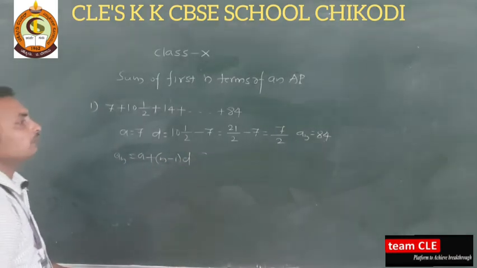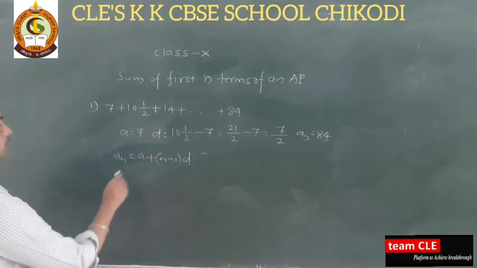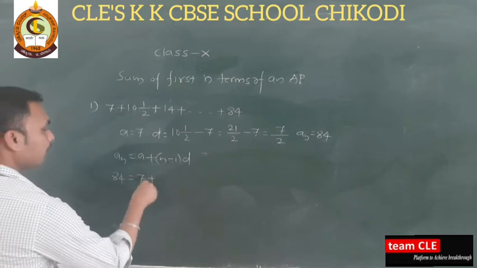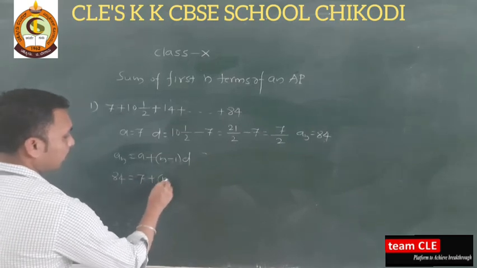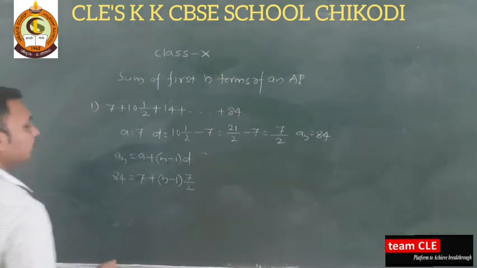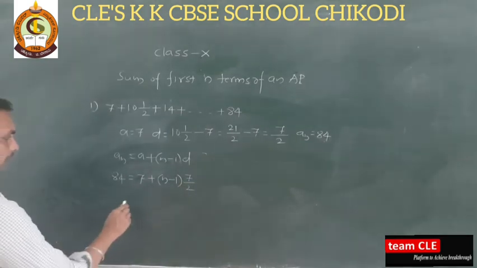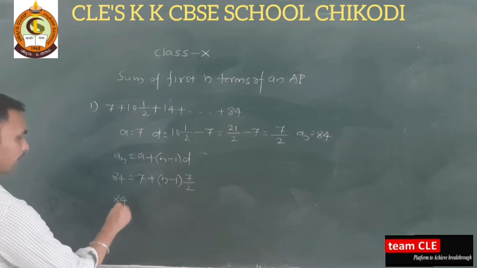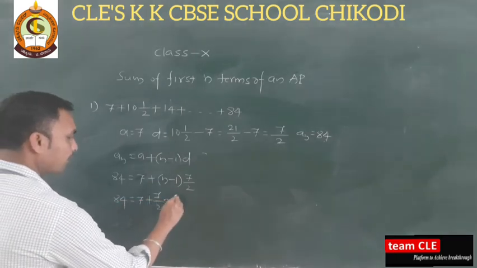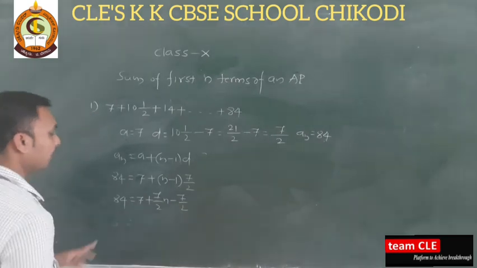Once you use this formula, what happens? You can see an is given as 84. So a is 7, n we don't have, so n minus 1, and d is 7 by 2. So 84 is equal to 7, keep as it is, plus 7 by 2 into n minus 7 by 2.